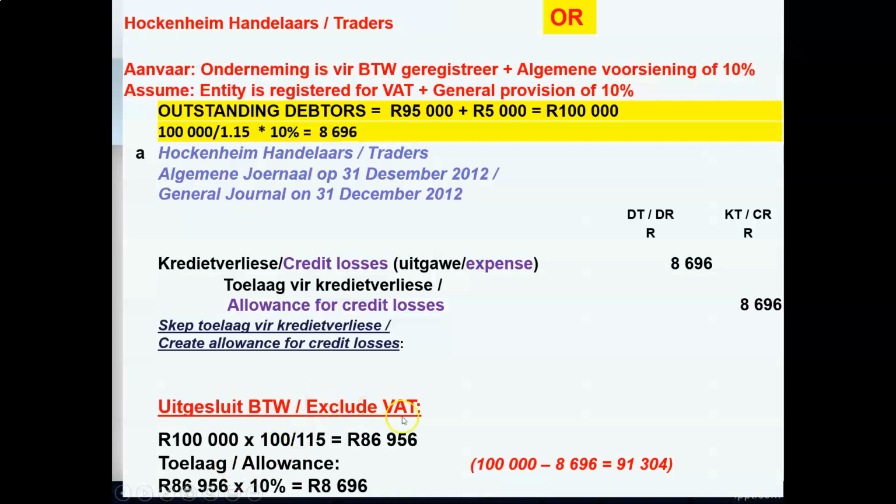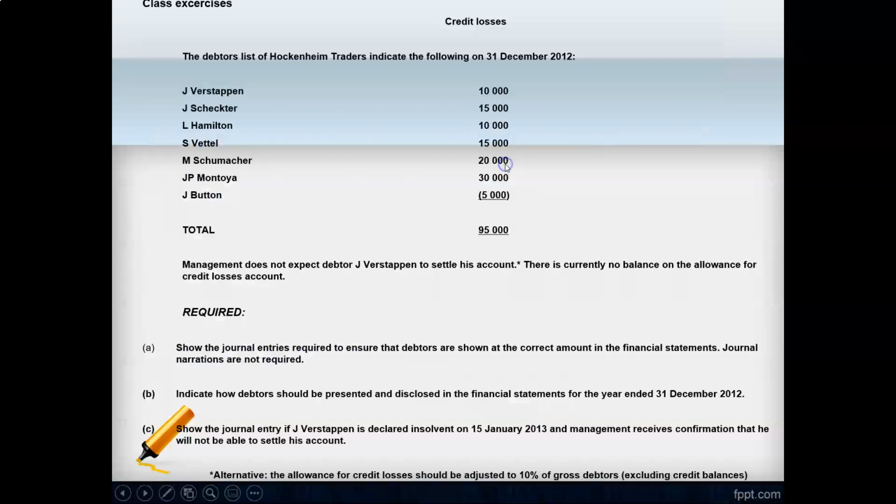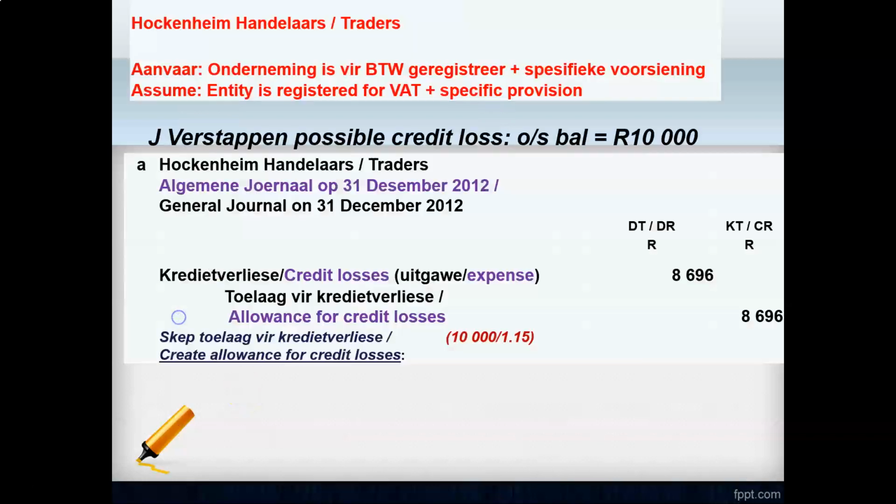Good. Here's the same calculation. If I take out the VAT first and then multiply by 10%, it gives me exactly the same answer, 8,696. Then they want from us in the last part of the question, show the journal entry if Verstappen is declared insolvent on 15 January 2013, so the next financial year, and management receives confirmation that he will not be able to settle his account. So he is now actually insolvent, so we're going to write off the debt.